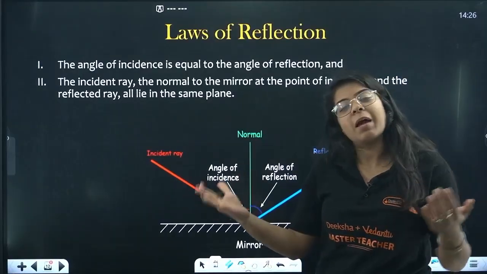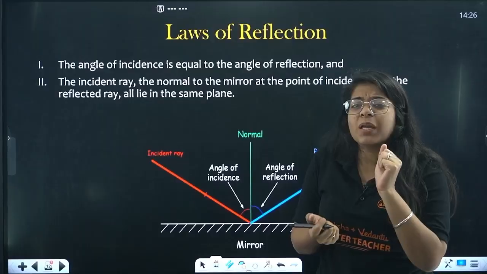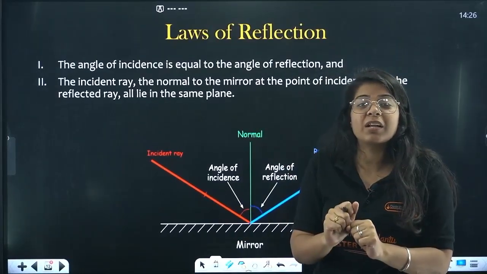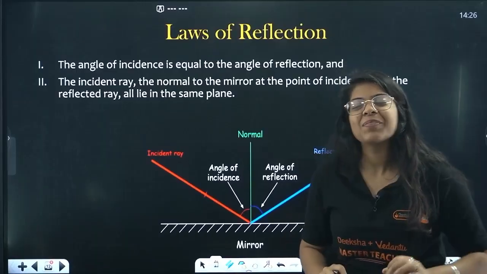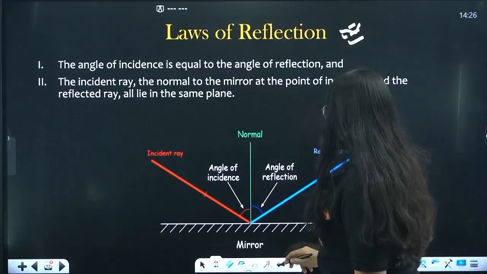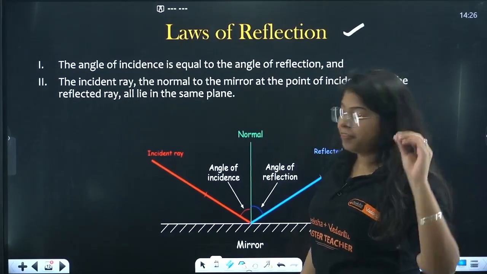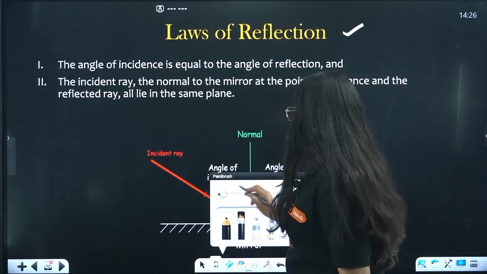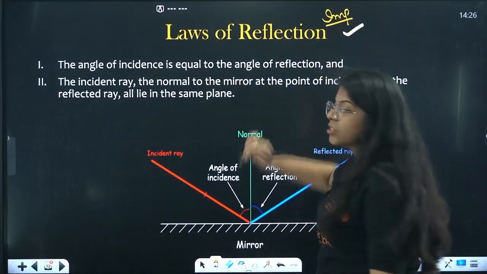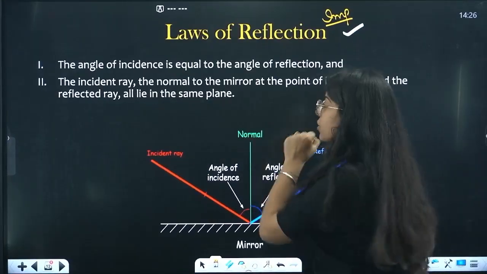Actually, these laws will be applicable on me also, okay? But it is easier to understand reflection with a mirror, right? We can see the rays, we can see the thing that is placed in front of the mirror. Okay, so we are going to study the laws of reflection. Now, beta, these are very important. You have to remember all of these by heart. They will directly ask you these questions: write down the laws of reflection. Okay, so these are the two things you have to write.